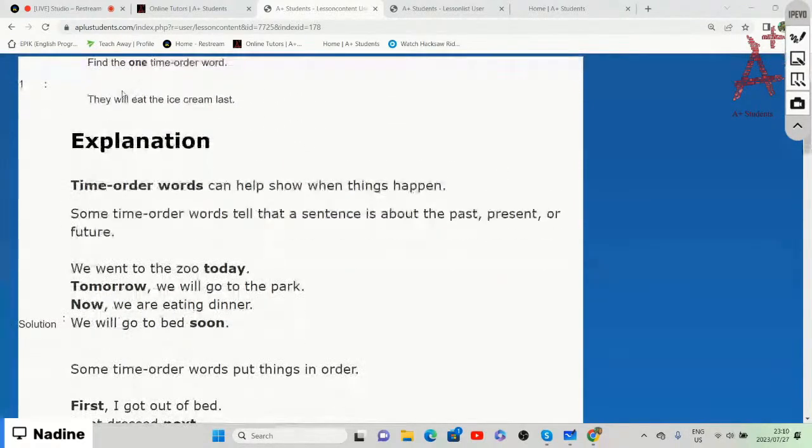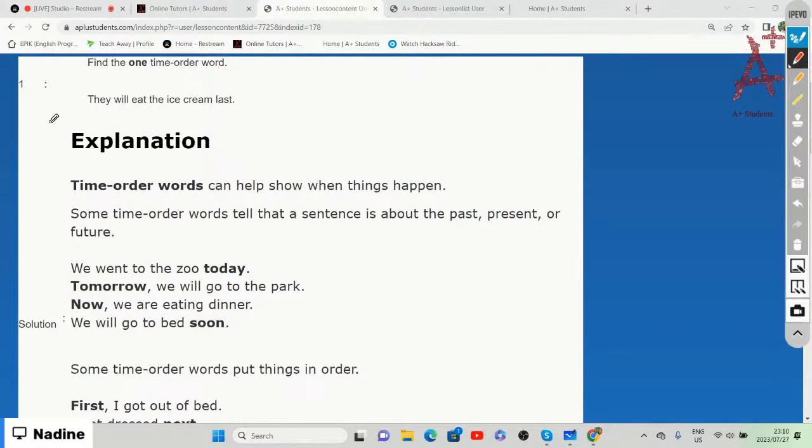Okay, it says find one time order word. So we need to find one time order word. They will eat ice cream last.